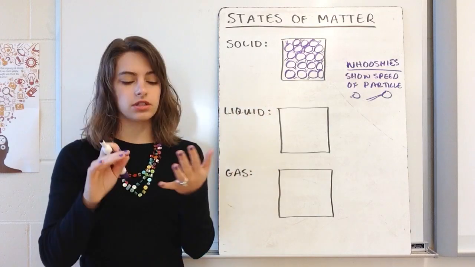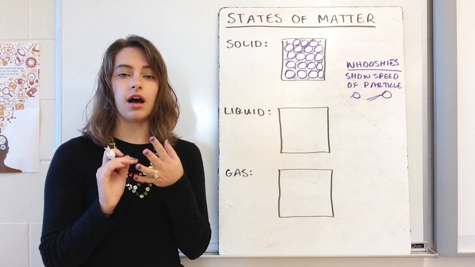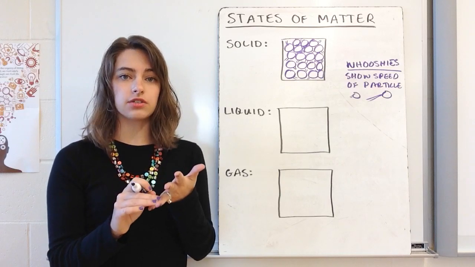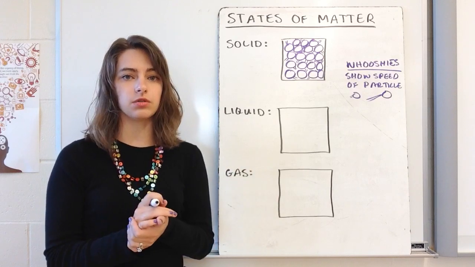So a couple of features: they're packed tightly together. That means it has a defined shape and volume. Particles in a solid have strong attractions for each other, and they're not moving very fast. Let's move on to a liquid.